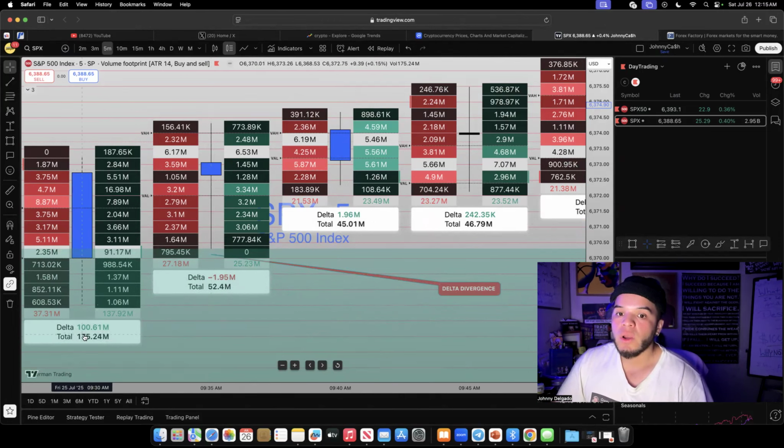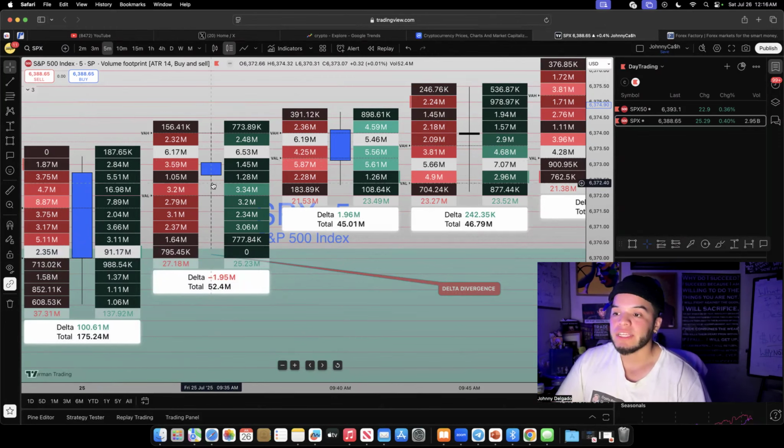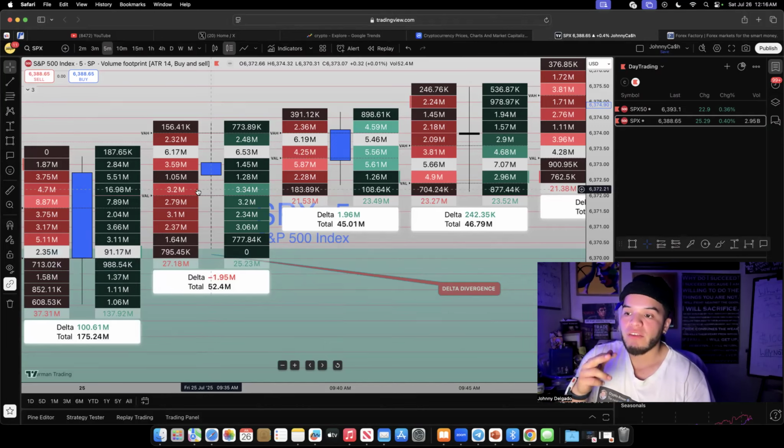So for instance, here we had 100.61 million contracts being executed in favor of buyers. In this one, we had negative 1.95 million contracts executed in favor of sellers. However, this is something called a delta divergence, meaning whenever I'm looking at the delta footprint chart, I have some confluences. One of my confluences is when I see a discrepancy, meaning an absorption candle, a stacked imbalance, or an imbalance that's favoring buyers or favoring sellers. So right here, we have a delta divergence.